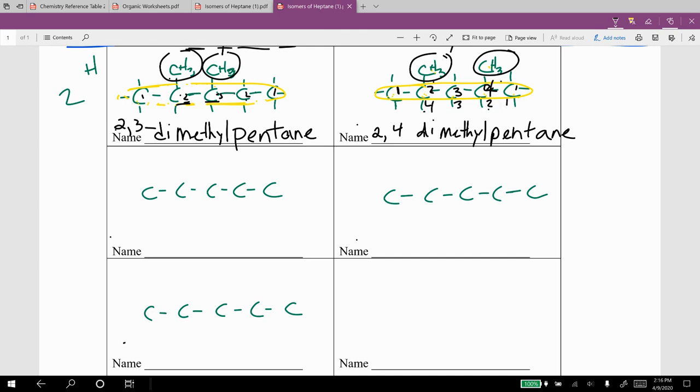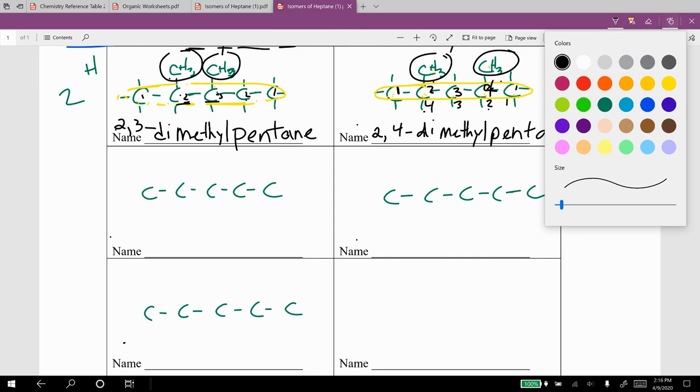It's still going to be 2, 4. Doesn't matter which way you count. Remember, this is a three-dimensional molecule, or you can flip it over and you can rotate it. So now this is 2,4 dimethyl pentane. All we did was take the 2 carbons and place them on the 5 carbon chain. So now I'm going to do the next one.